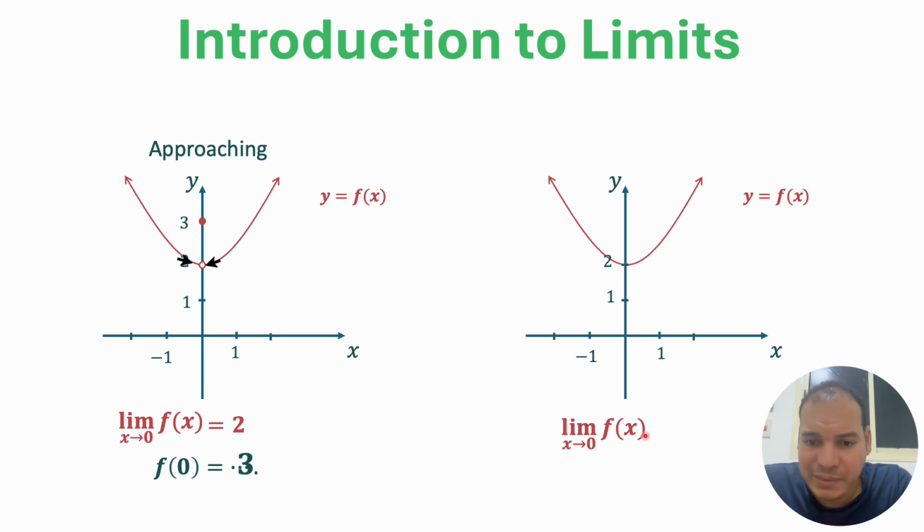Let's now talk about the limit. Today's lesson is about the limit. The limit of f of x when x approaches 0. This is x approaches 0. We're going to approach this from both sides on the graph, like this and like this, from both sides.